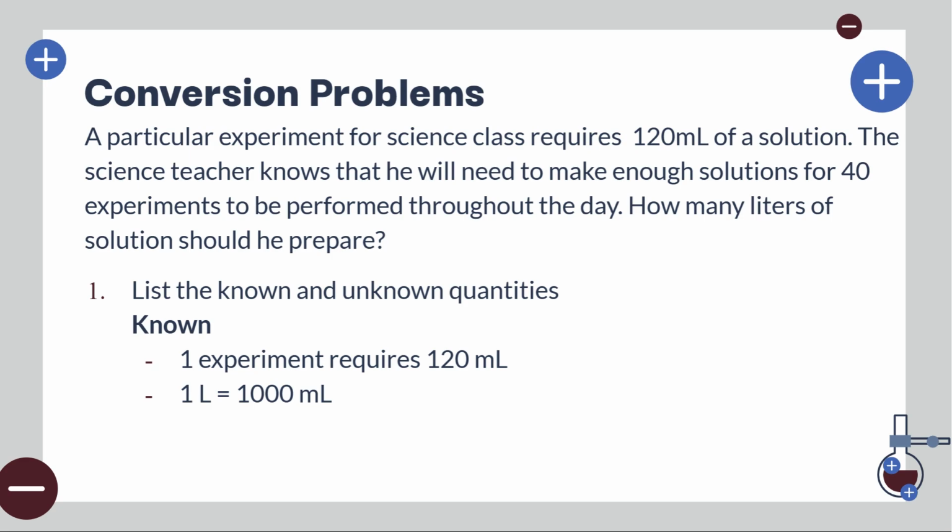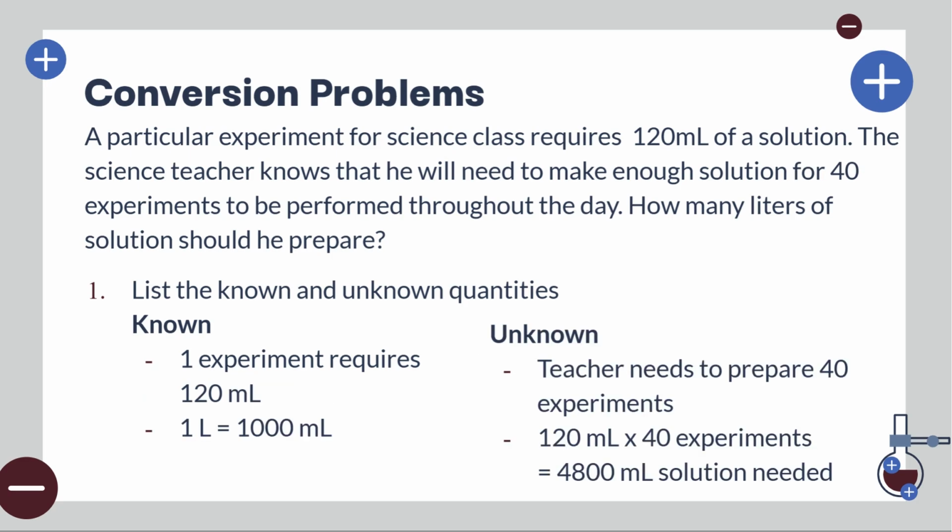Okay, so first we should list the known and unknown quantities. What we know is that one experiment requires 120 millimeters and 1 liter is equal to 1,000 millimeters. And now what we don't know is how many millimeters would be needed to make 40 experiments. In order to find this, we multiply 120 millimeters by 40, since that's the amount of experiments that we are going to be doing, to get 4,800 millimeters of solution needed.